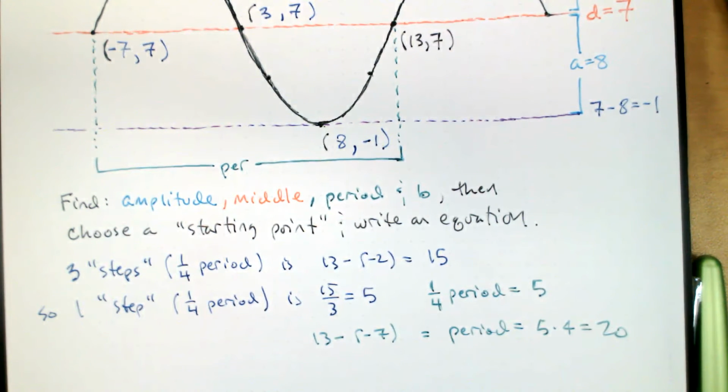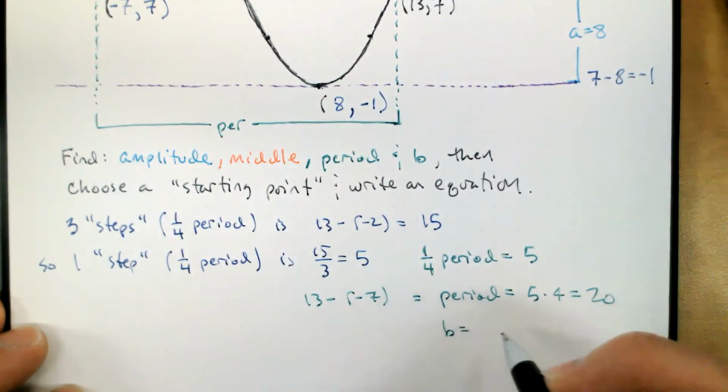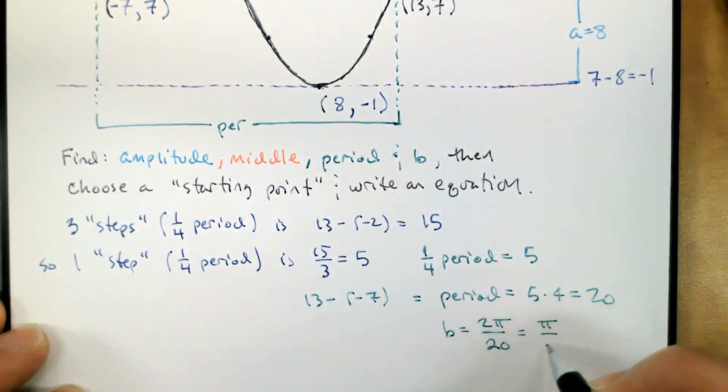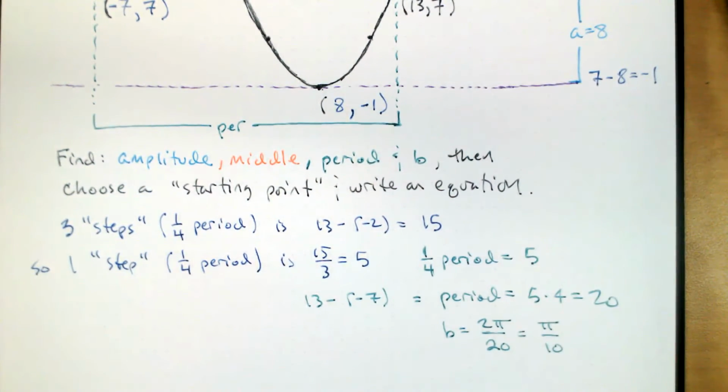Then the last thing we need to do, as far as this, before we choose a starting point, is to figure out what is going to be the coefficient of x in our equation. Since the period is 2 pi divided by b, b is 2 pi divided by the period. So it'll be pi over 10. So I've got an amplitude of 8. The middle is 7. The coefficient of x is going to be pi over 10 because the period is 20.